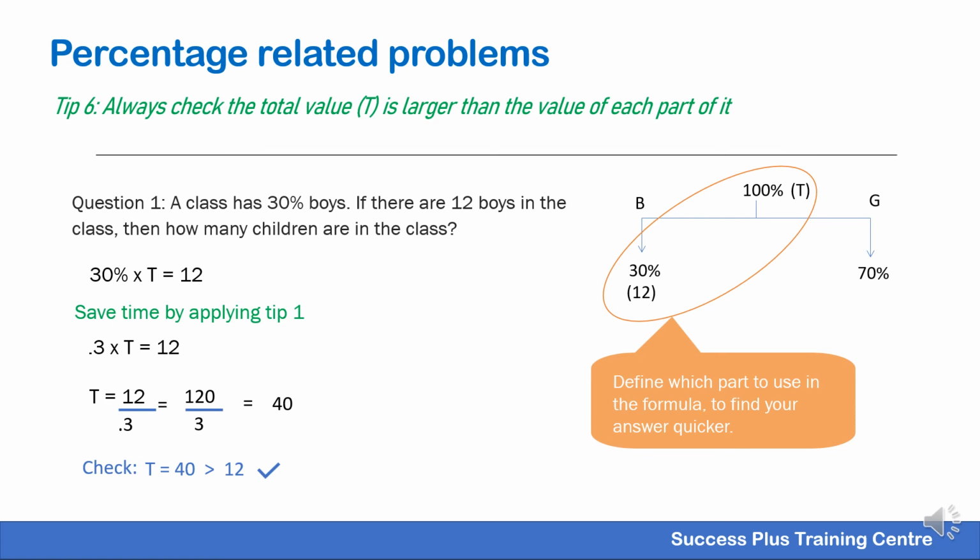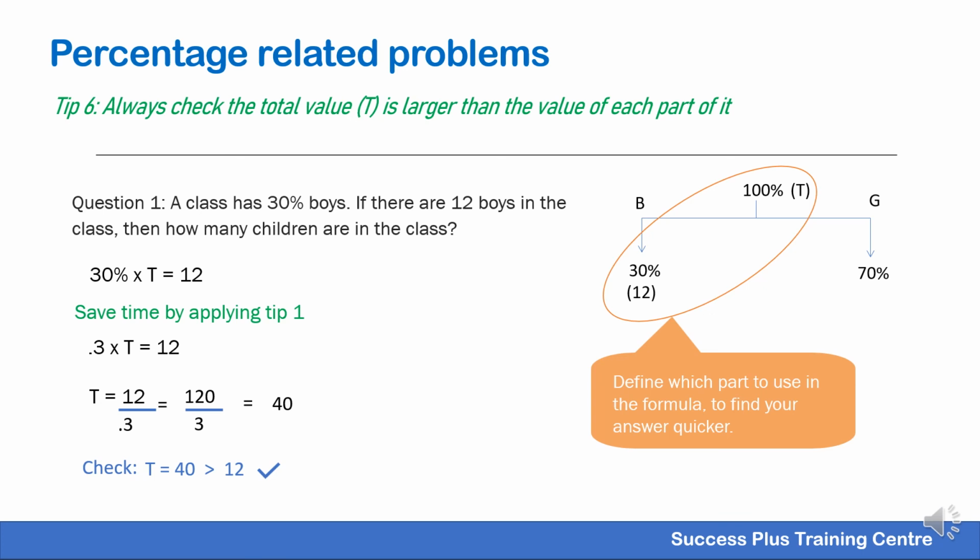But the question clearly stated the percentage of boys in the class and the number of boys in the class. So it would be a lot easier for us to use the section of the boys to work out the total number of students in the class. This means that 30% of the number of students in the class should equal 12.